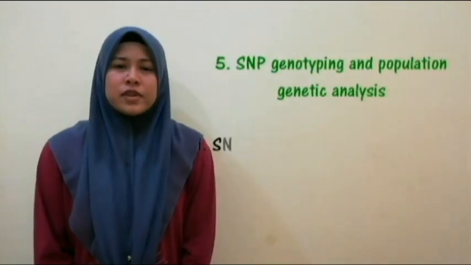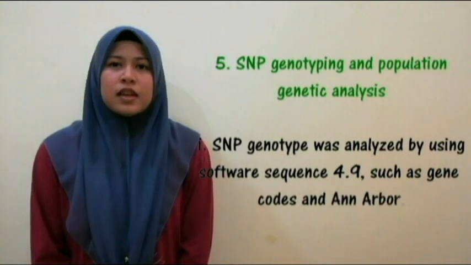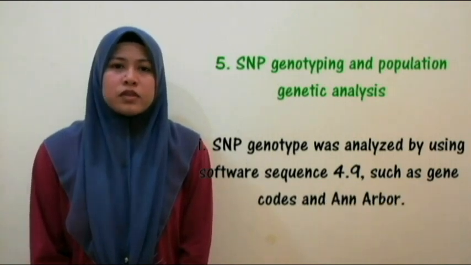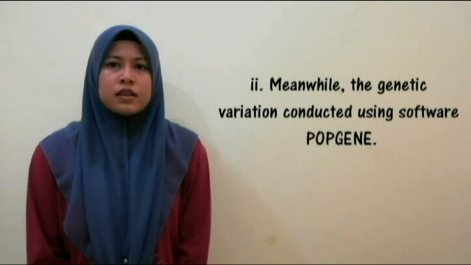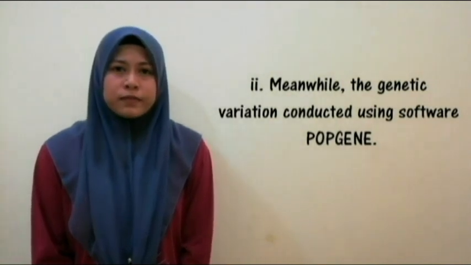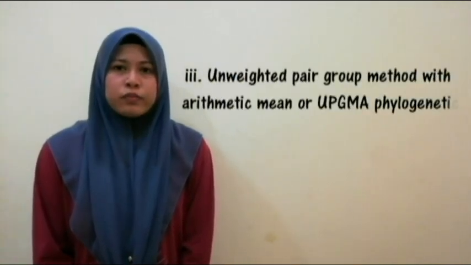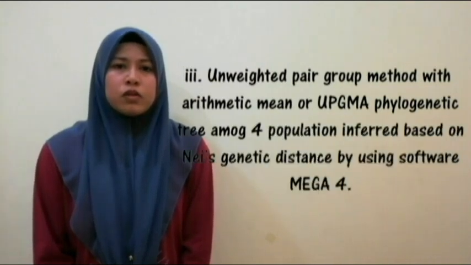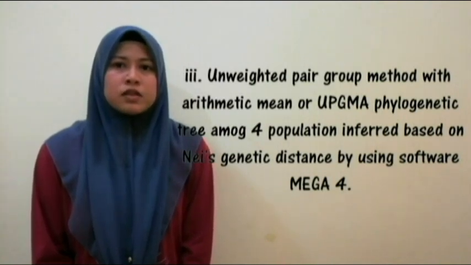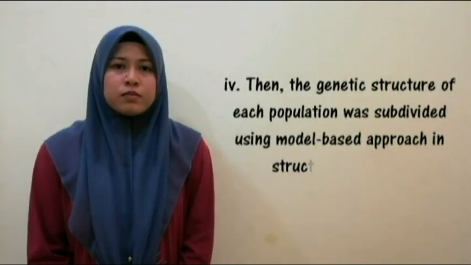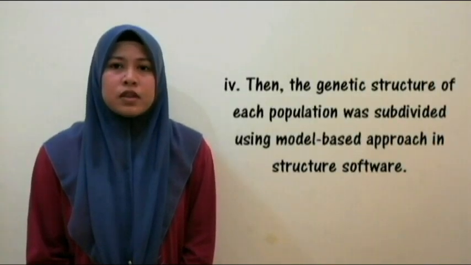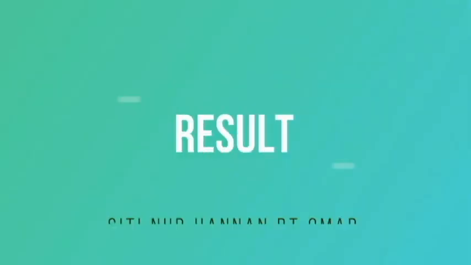The last step is SNP genotyping and population genetic analysis. In this step, SNP genotypes were analyzed using software such as Sequencher 4.9, GeneCodes and NAPO. Meanwhile, the genetic variation was analyzed using the software PopGene. An unweighted pair group method with arithmetic mean, or UPGMA, phylogenetic tree among the 4 populations was inferred based on genetic distance using the software MEGA. Then the genetic structure of each population was subdivided using a model-based approach in the STRUCTURE software.